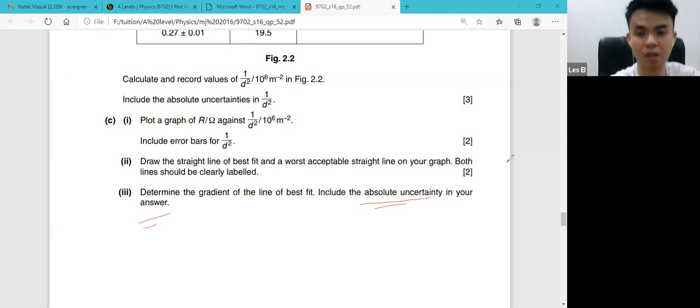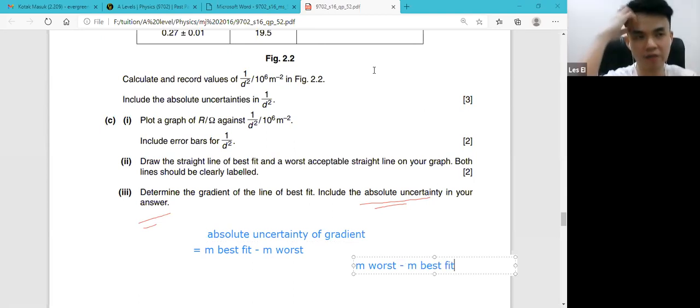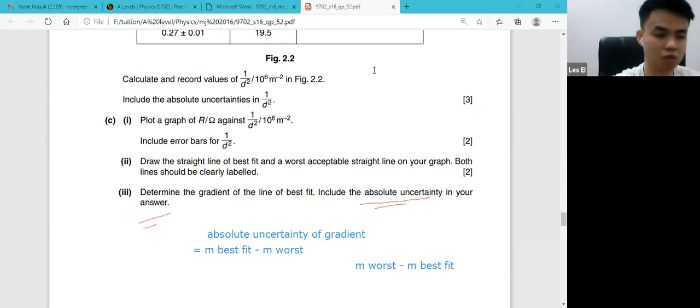How to find the absolute uncertainty of the gradient. The formula for the absolute uncertainty of the gradient is, you can take the gradient of best fit minus the gradient of the worst, or the worst minus the best fit. After I subtract, if my value is negative, what should I do? You can ignore the negative. Please do so and tell me the result.